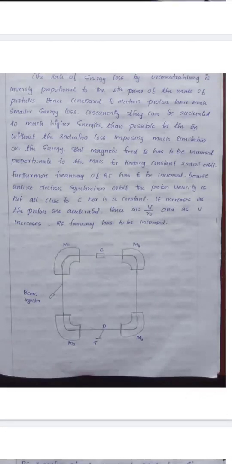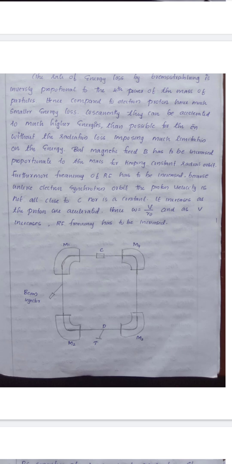And next we come to its principle. The rate of energy lost by Bremsstrahlung radiation is inversely proportional to the fourth power of the mass of the particle. We know that electrons have less mass and protons have higher mass. So compared to an electron, a proton has a much smaller energy loss because the proton has higher mass.